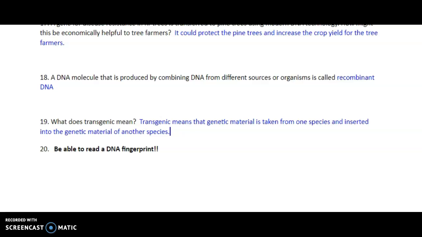So make sure you know all these and be able to read a DNA fingerprint. Being able to match those up, read a DNA fingerprint. That's it for the test next week.